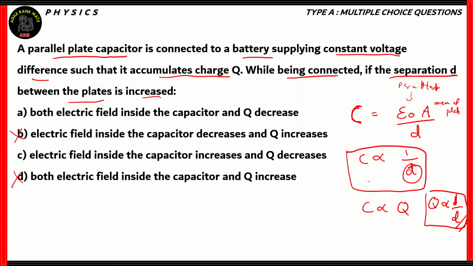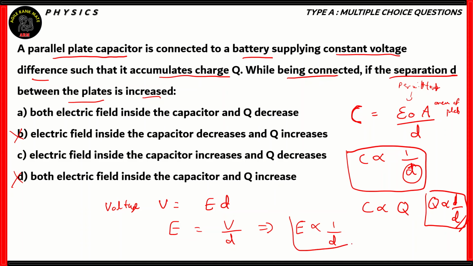Now, voltage inside the capacitor, V, is represented as E times D, where E is the electric field. So the electric field would be voltage over the separation distance D. That means the electric field is also inversely proportional to the separation space.